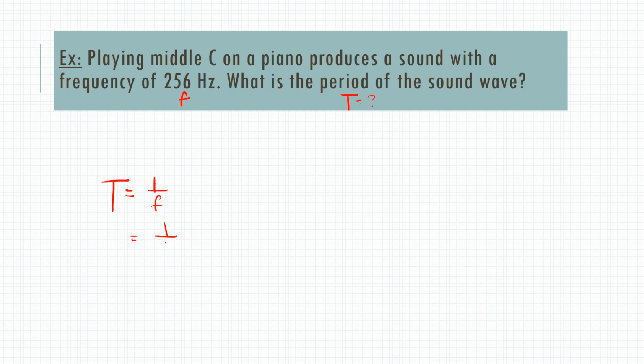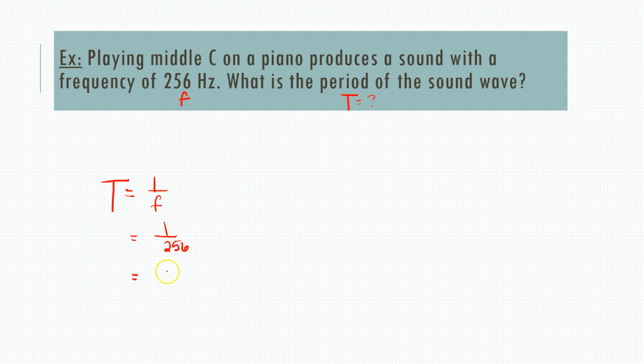And that would be 1 over 256, because right there's our frequency. Now, I do not want you to give me a fraction answer. I want you to give me a decimal. So very important, if I ask you questions like this on Canvas and you give me a fraction as your answer, you are not going to receive credit. I want a decimal number.